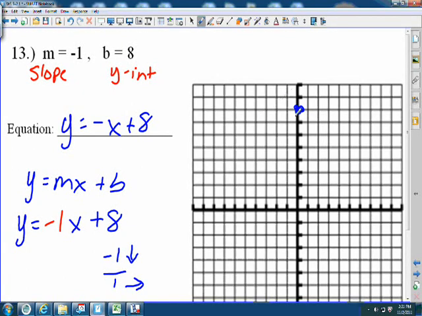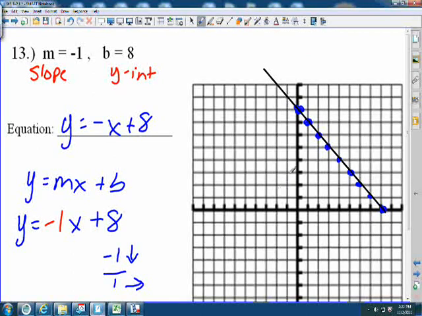So I'm going to start here. Down 1 to the right 1 and put a dot. Down 1 to the right 1. I'm going to keep going down until I can find my x-intercept. You can always find your x-intercept from graphing, or we can look in the calculator. We'll talk about that later. Now I'm going to draw my line.